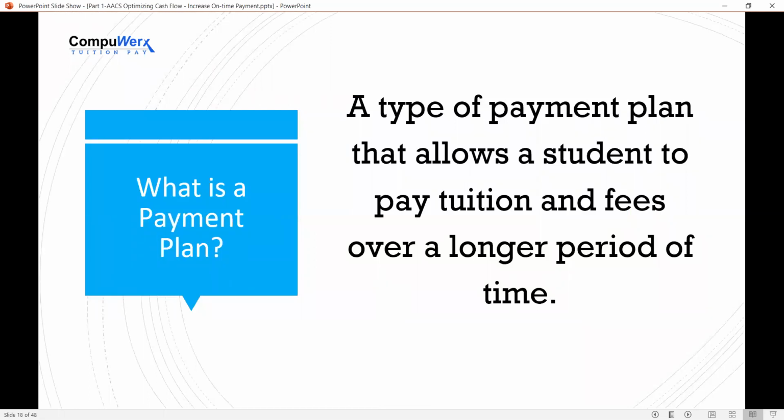A payment plan allows a student to pay tuition and fees over a longer period of time instead of a month or 2 months or 5 months. It could be a year or even longer.